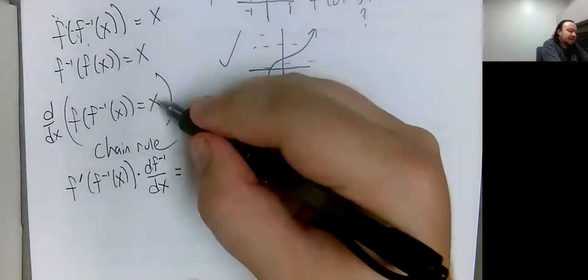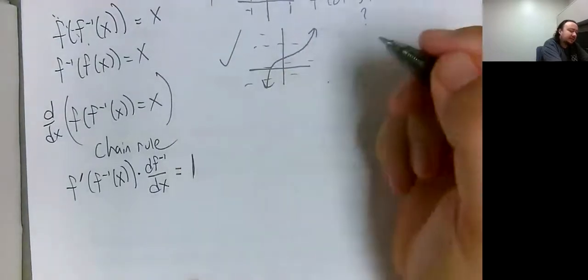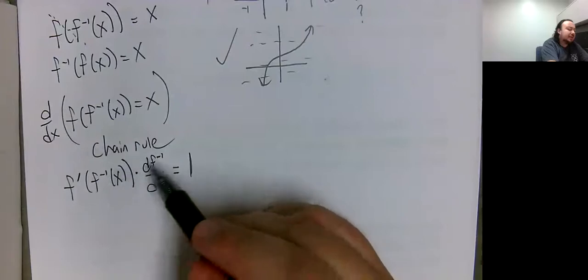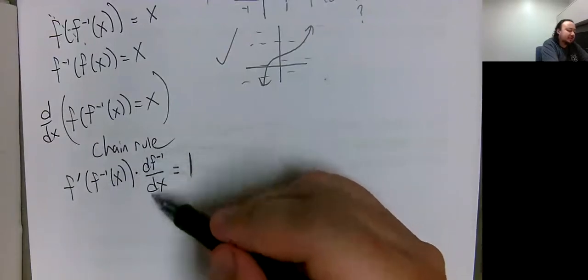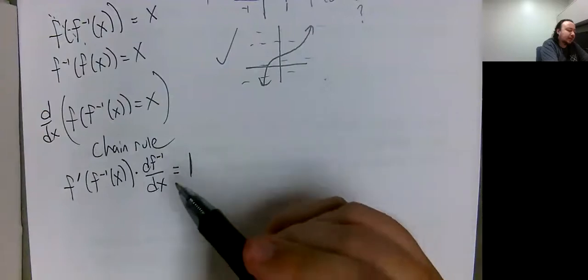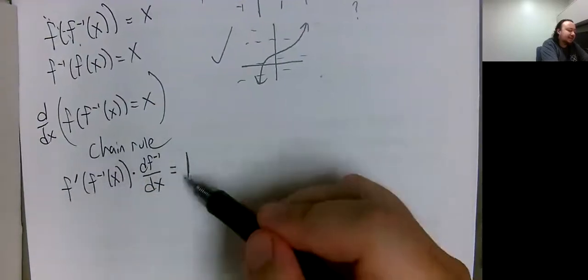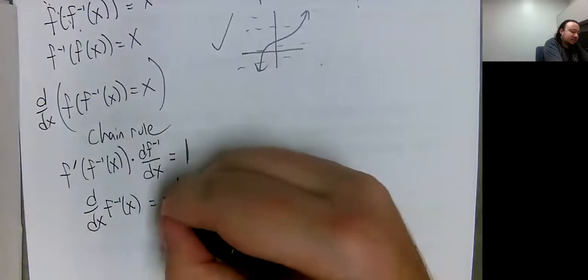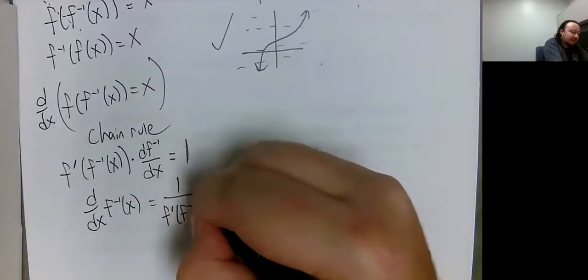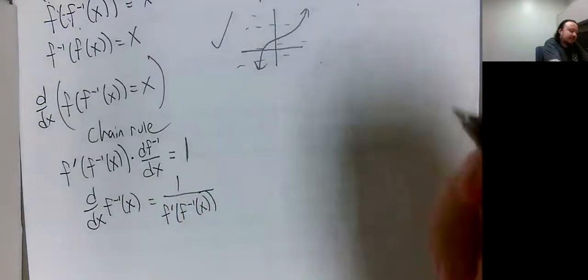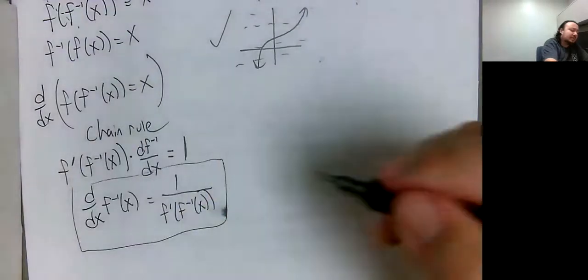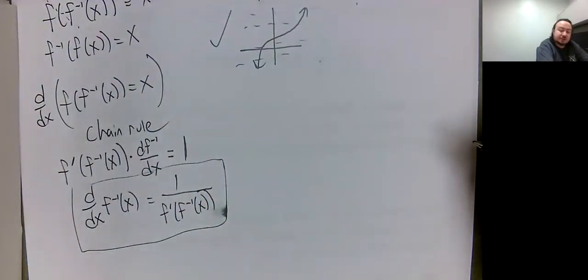Now over here, if we take the derivative of just x, well, the derivative of x is 1. That's a pretty easy derivative to do. But then notice that we have multiplication here, right? So if we want to isolate this derivative of f inverse, which is what we're trying to get, we simply divide this over to the other side. So the derivative of f inverse of x is none other than 1 over f prime of f inverse of x right here. So this is going to be our rule for differentiating inverse functions.